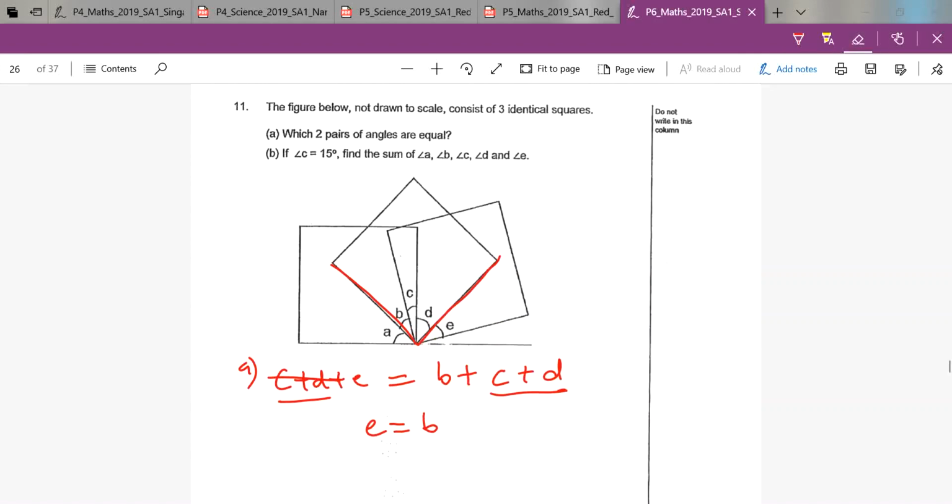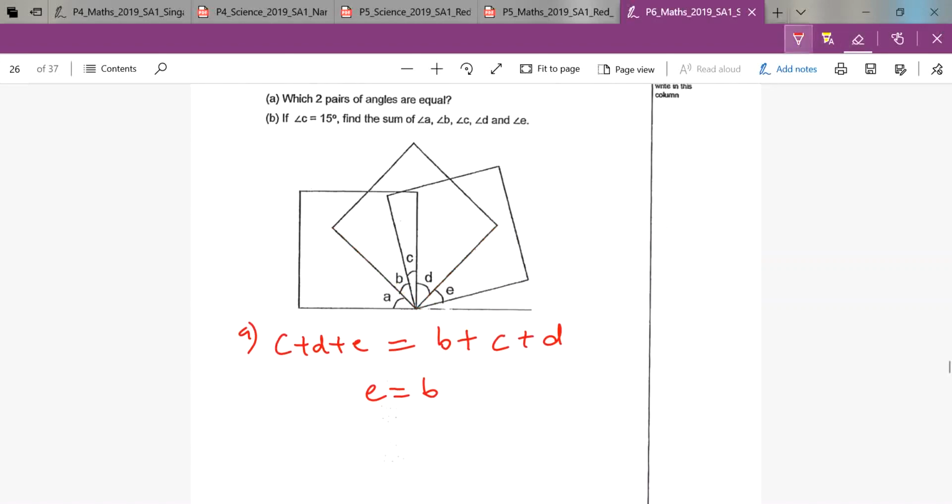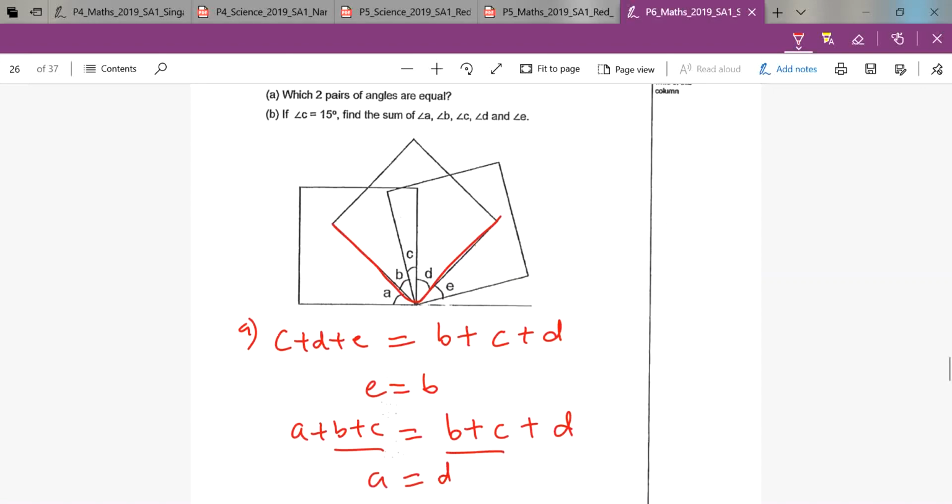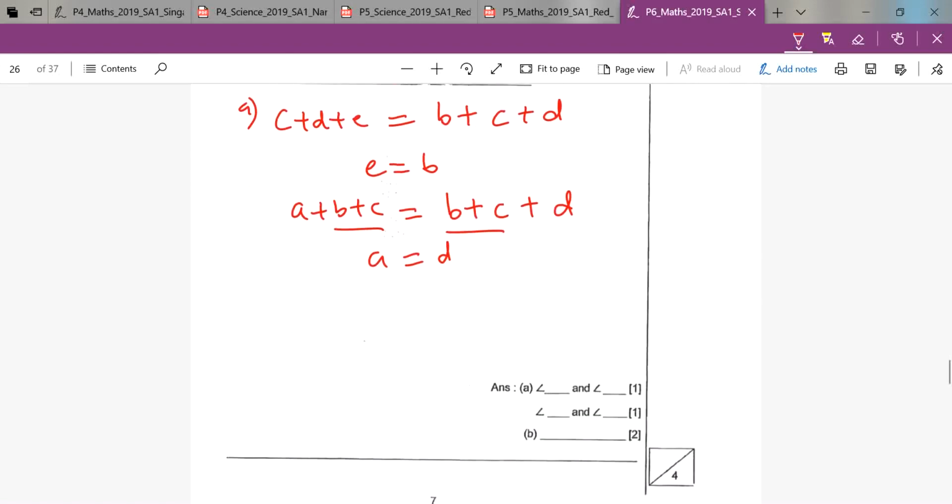Of course, in the examination, you cannot do this, right? You just leave it as like that, okay? So E equals to B. That is an equal angle. Now, if you look at this one, is A plus B plus C, and then you look at this one, this is B plus C plus D. Again, you're gonna see B plus C, B plus C. So A equals to D. So the two pairs of angles that are equal are angle A and angle D, angle E and angle B.